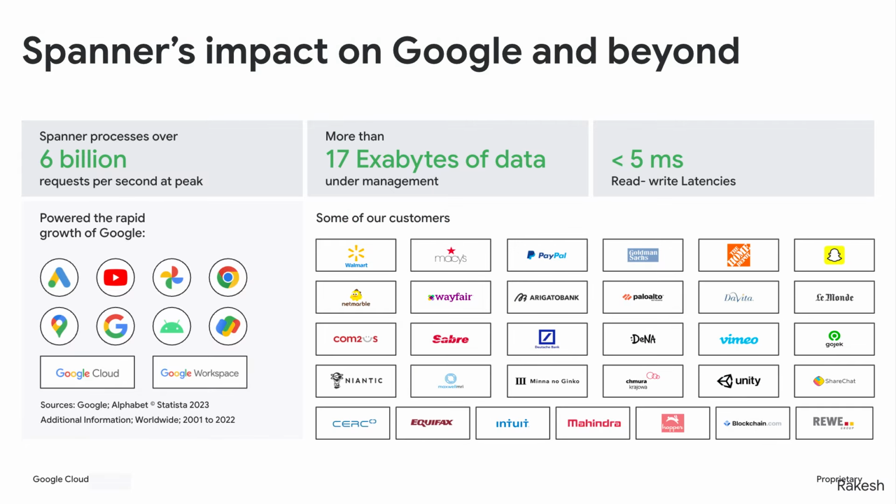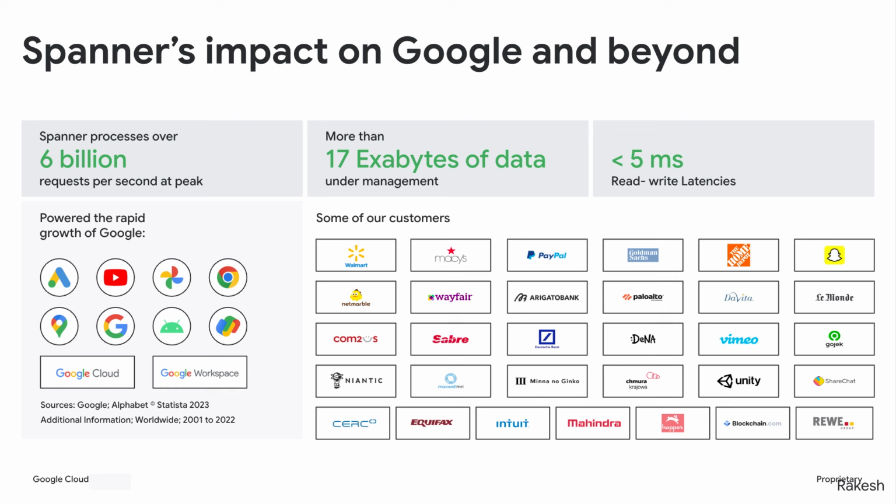With high performance comes huge impact. Let's talk about some serious numbers here. Look at the top left, 6 billion requests per second at peak. That's not just busy. That's everyone on the earth refreshing their feed simultaneously busy. And it manages more than 17 exabytes of data. And the speed is what makes it operational. We're talking sub 5 millisecond read-write latencies. This isn't just archiving data, it is real-time, mission-critical performance.